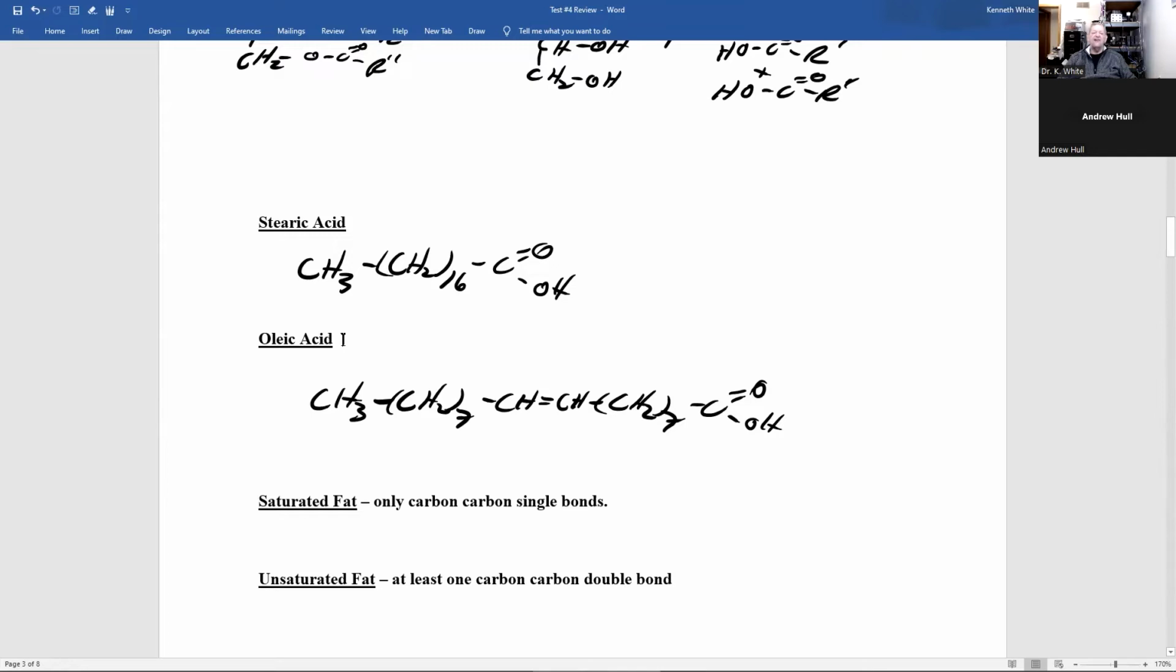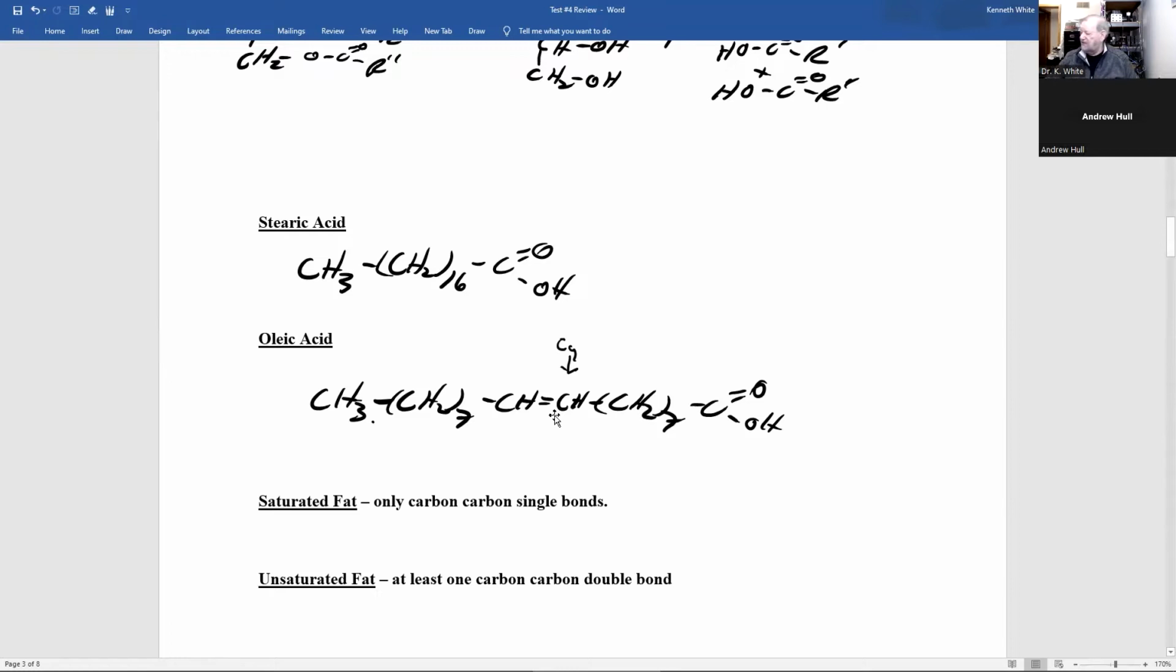I also asked you to learn oleic acid. Oleic acid is an unsaturated fatty acid which has at least one double bond. In this case, it does, and this is at C9. And here we have a carboxylic acid, 7 CH2s, double bond, 7 CH2s and CH3. And it has 18 carbons like stearic, but it has a double bond at C9.